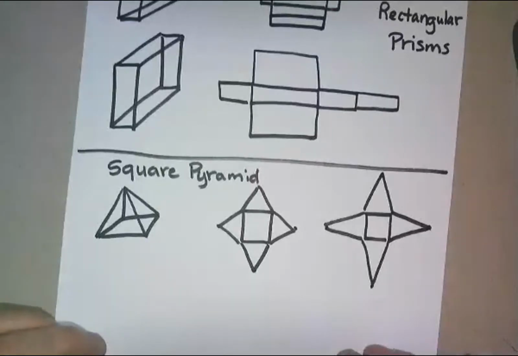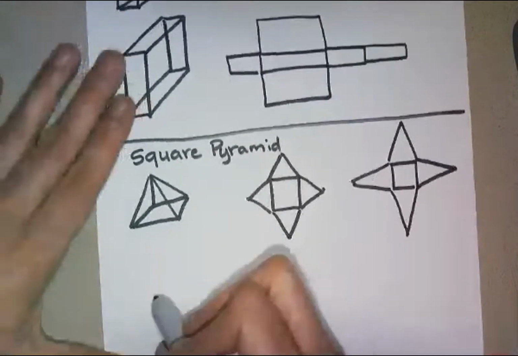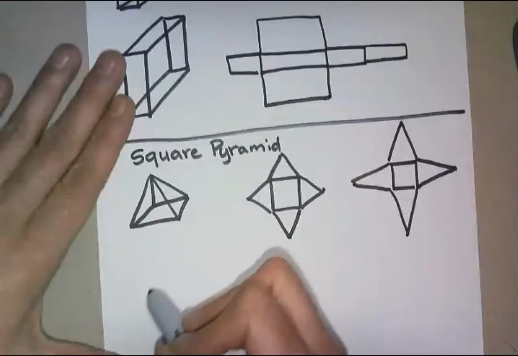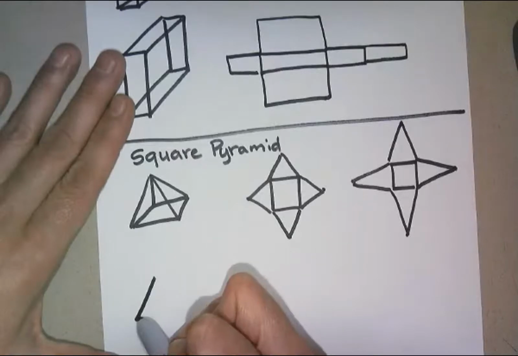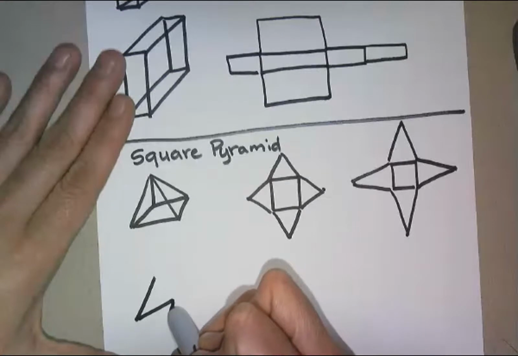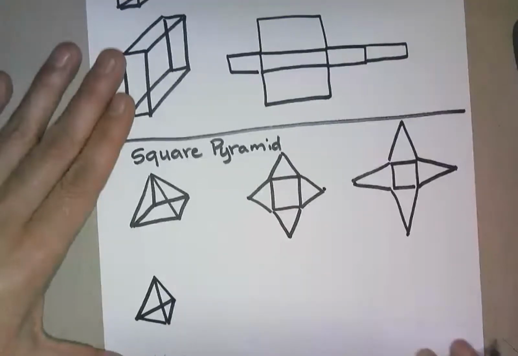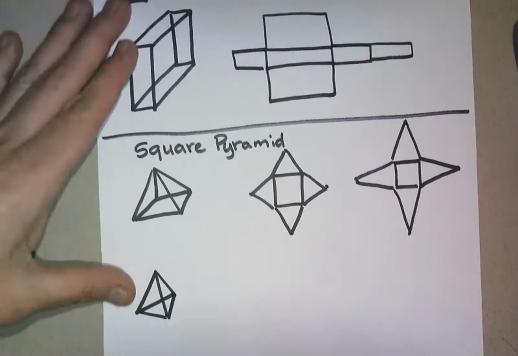And then we have the triangular pyramid. I always have a hard time with this one. Let me see. There it goes. The base is a triangle. I always think of Dorito chips when I see this one.